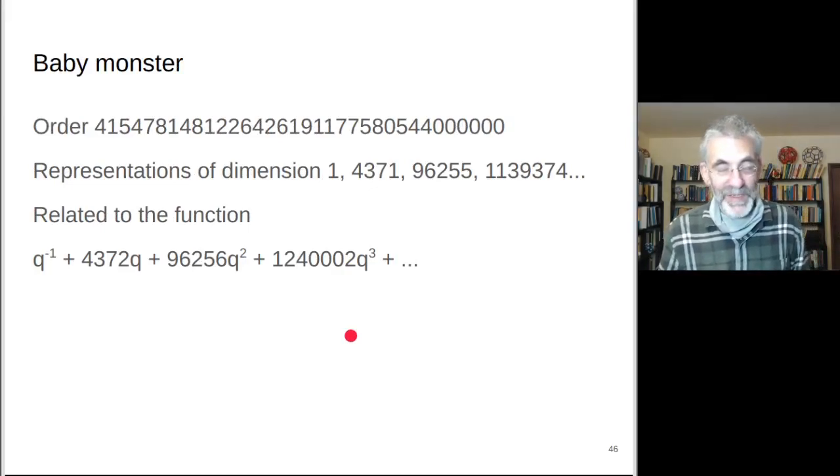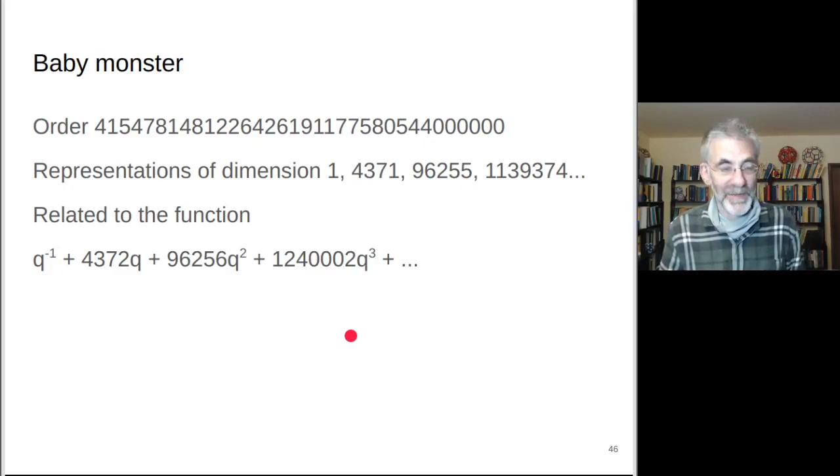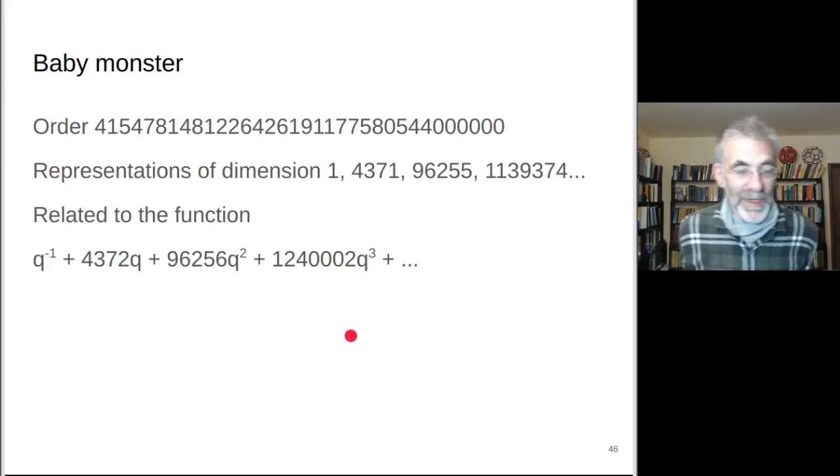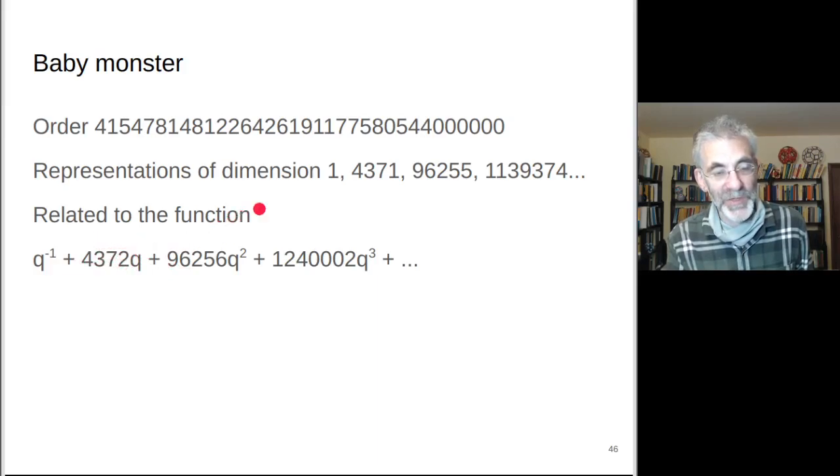These rather bizarre relations between the monster sporadic group and elliptic modular functions also hold for many of the other sporadic groups. For example, let's take the baby monster group that the monster was constructed from. Then it lives in spaces of dimension 4371, 96256, and so on. And there's another elliptic modular function whose coefficients look like this. And again, you can see 4372 is pretty darn close to 4371, and so on.